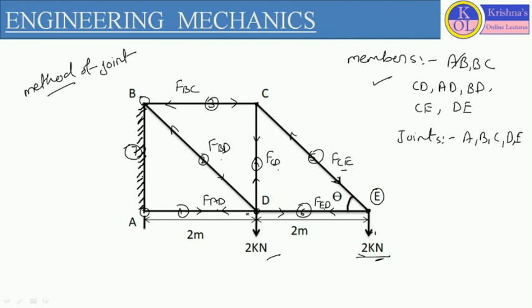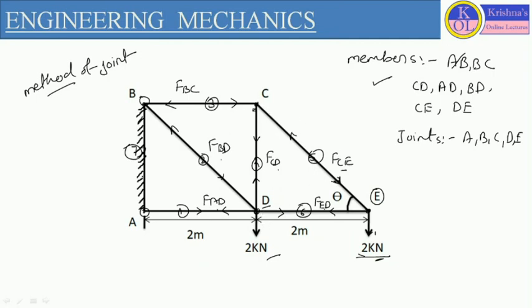So how many unknown forces do we have? Here we have 4 unknown forces and 1 known force. So this particular point is subjected to the maximum number of unknowns, so this joint is not preferable. Now let's see another joint, joint C.